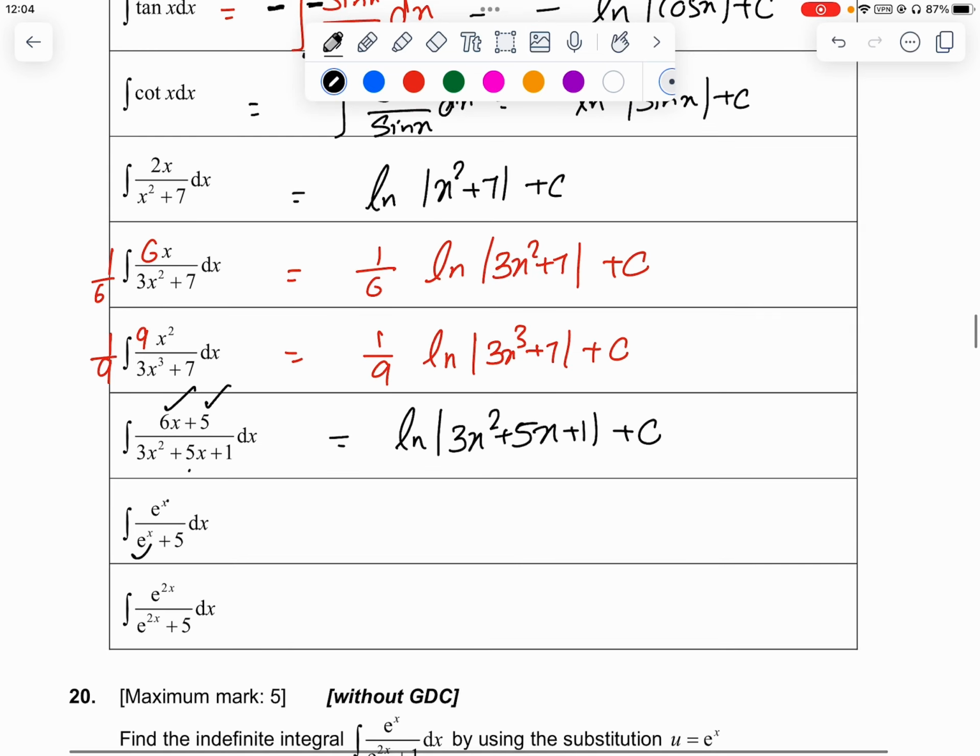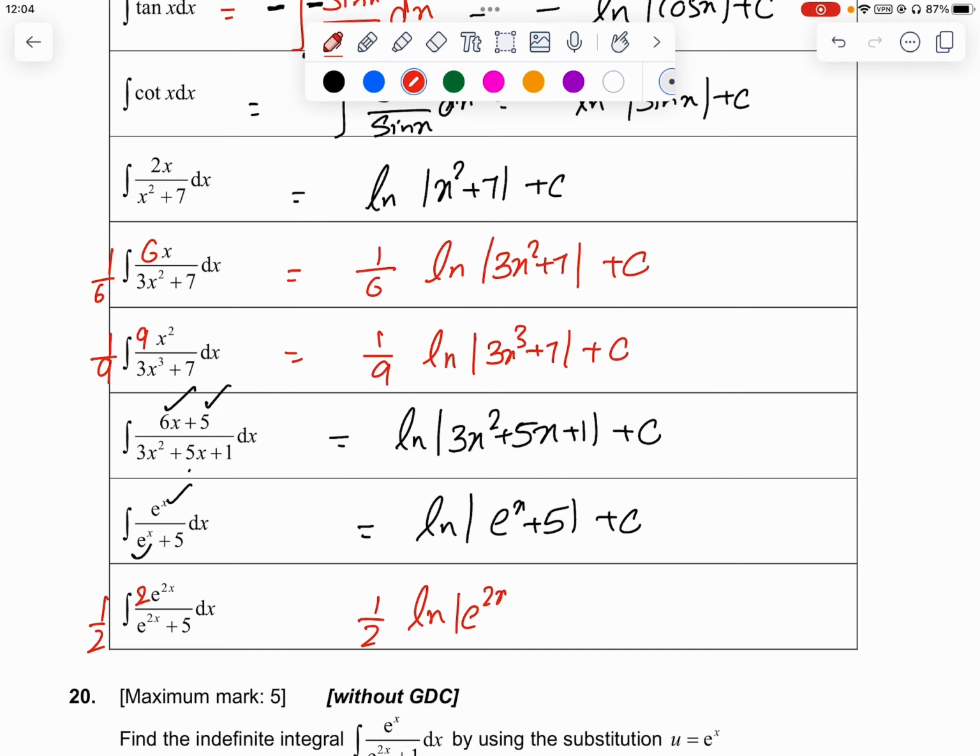E power x derivative is e power x only. So it becomes ln of e power x plus 5 plus c. Now e power 2x derivative is 2 e power 2x. So 1 upon 2. So 1 upon 2 ln of e power 2x plus 5 plus c.